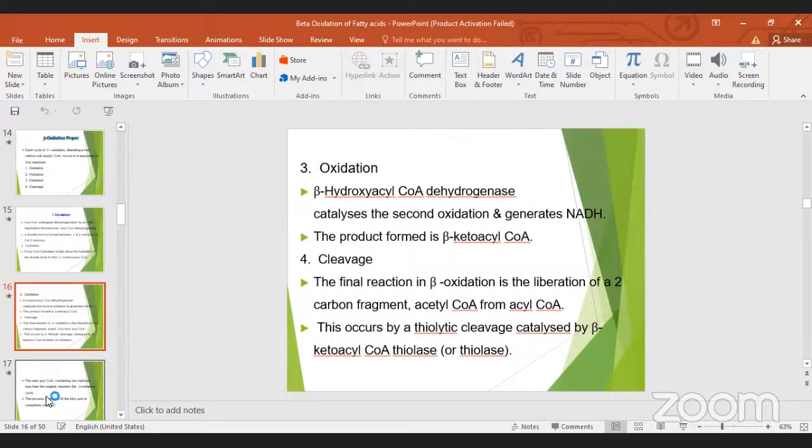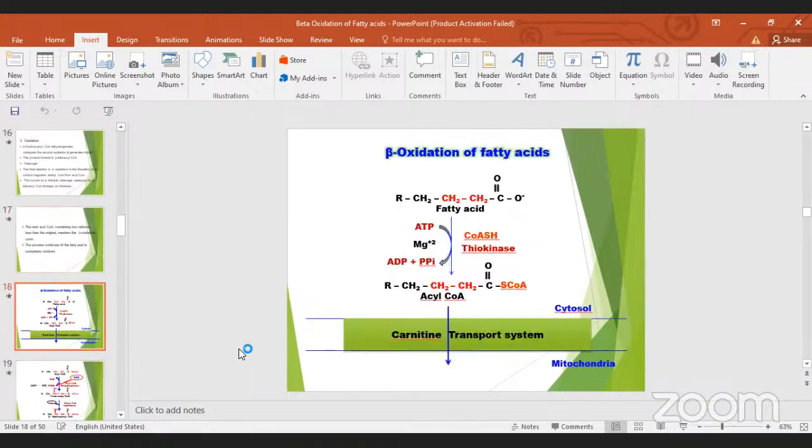The last one is the cleavage. The final reaction in beta oxidation is the liberation of a two carbon fragment, acetyl CoA. This occurs by a thiolytic cleavage catalyzed by the enzyme beta keto acyl CoA thiolase.